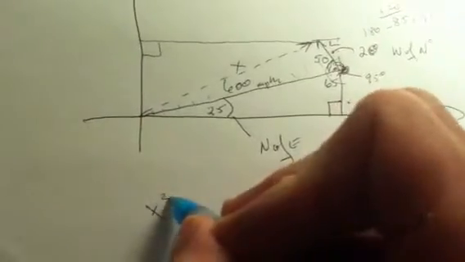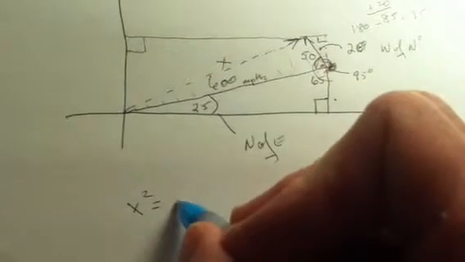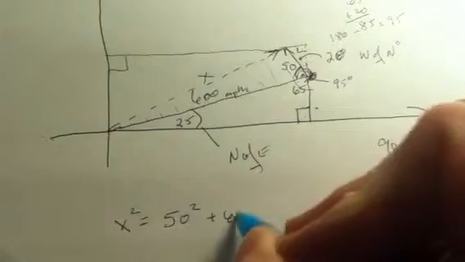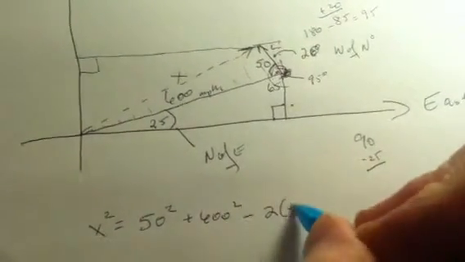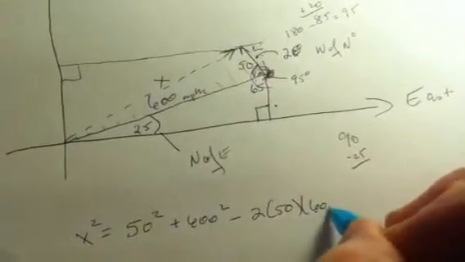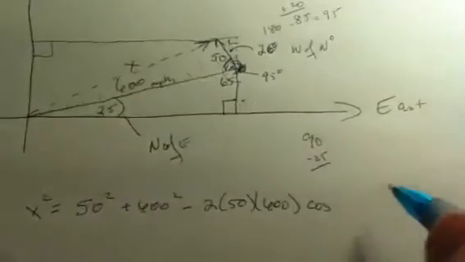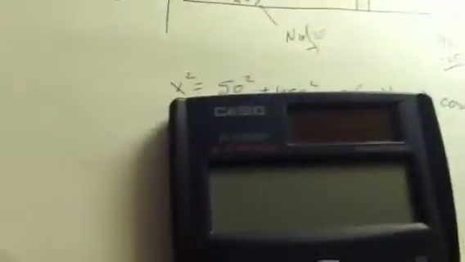So x squared equals these two sides, 50 squared plus 600 squared, minus 2 times those amounts, times the cosine of that angle. That was the hardest thing to find, that little angle, 95. And once again, that can all be done on the calculator. So without touching a thing, here we go. Let's punch those in.